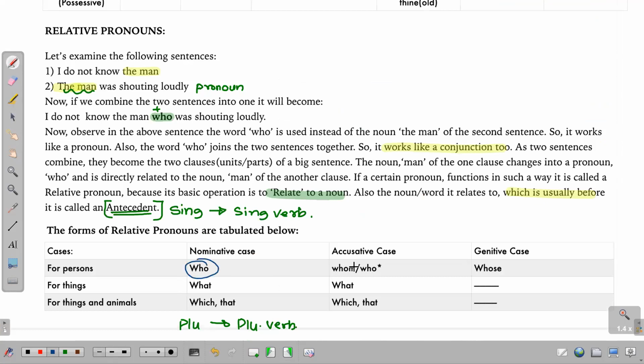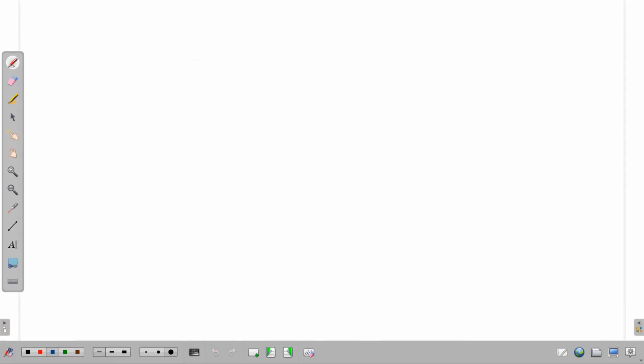Who is used in the nominative case, and whom should be used in the accusative, which is the objective case. These are just fancier words, nominative and accusative. Then for things and animals we use which and what, and for persons we use who and whom. We cannot swap these. Also, another very interesting concept is the restrictive and non-restrictive usage of the relative pronoun.